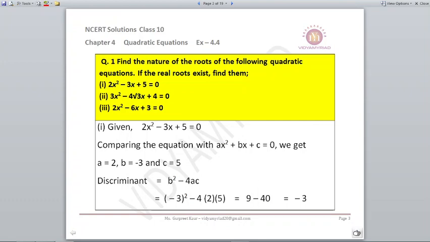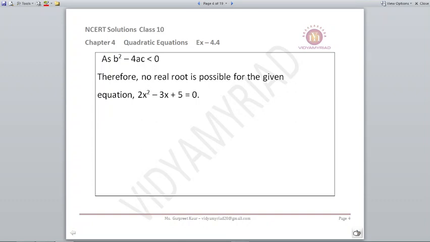On solving this, we get minus 31. What does it mean? The discriminant is less than 0. And when the discriminant is less than 0, it means there are no real roots possible for this particular equation.